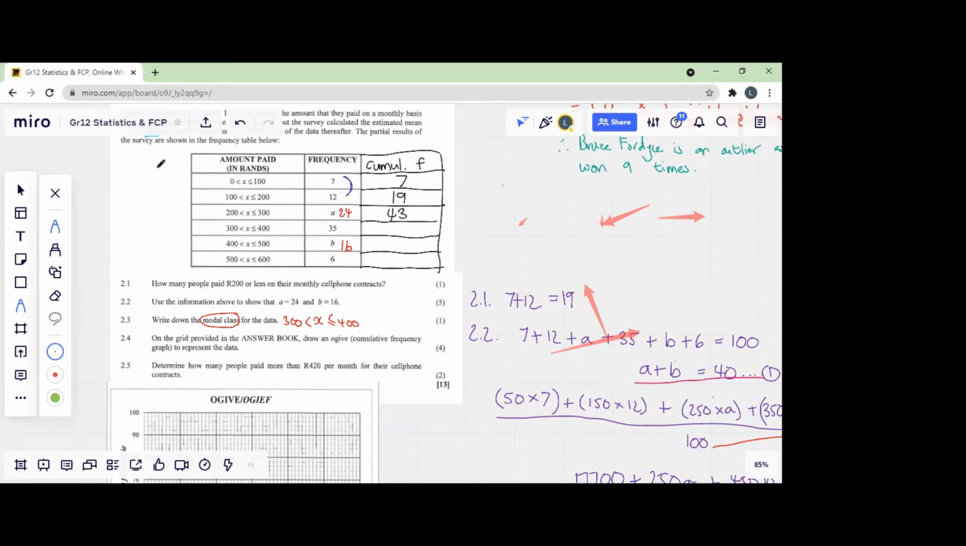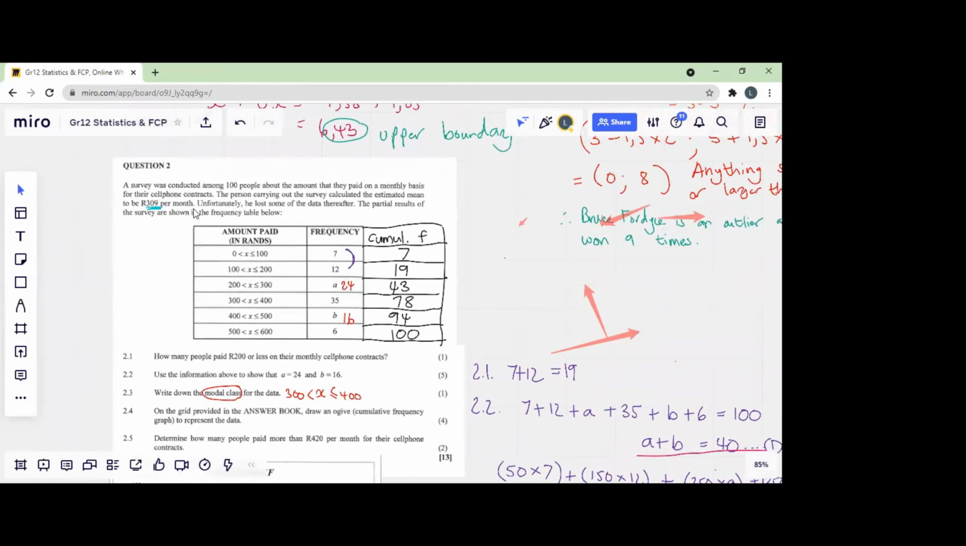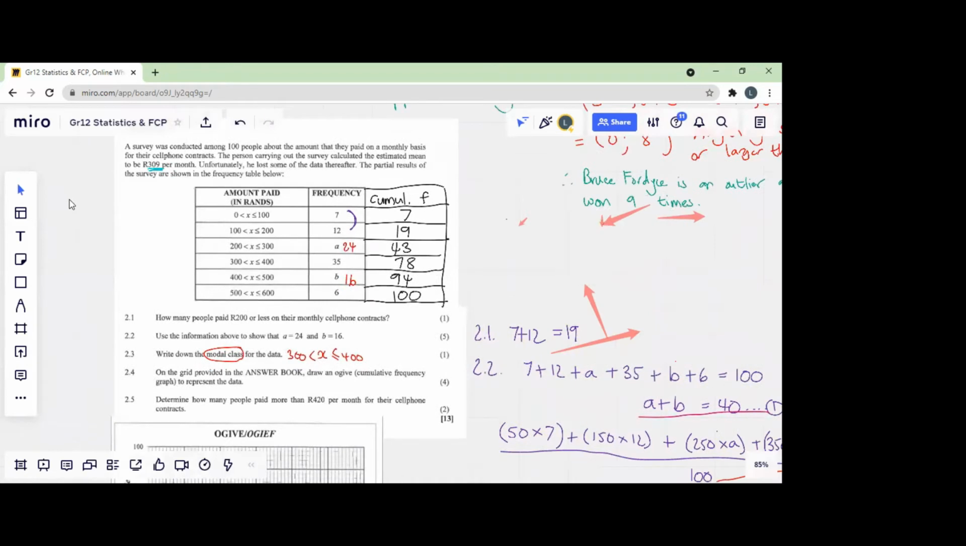In the next row, I've got to say 43 plus 35. That's going to give me 78. 78 plus 16 is going to give me 94. And 94 plus 6 is going to give me 100. And that's exactly what I expected, right? Because they told me in the beginning there were 100 people that took part in this survey. All right, so your cumulative frequency has to add up to the value that they gave you in the beginning, the number of people that took part, right?